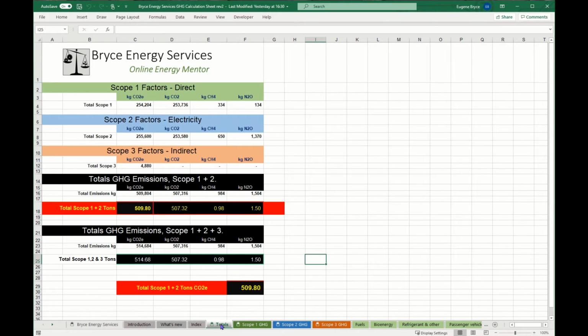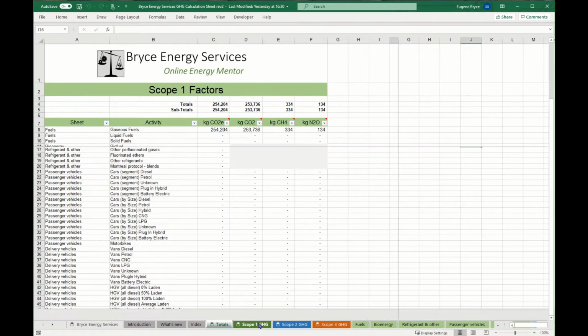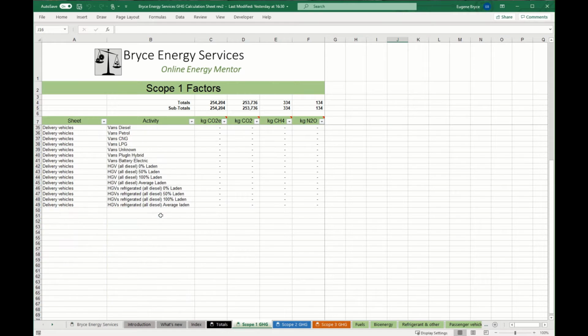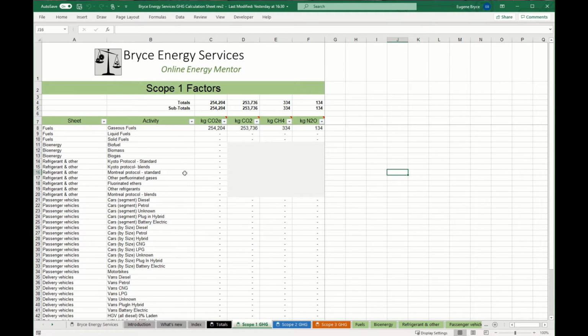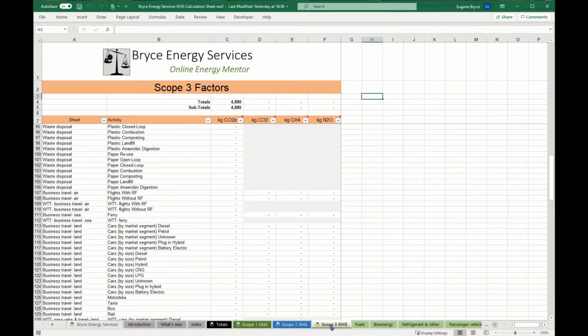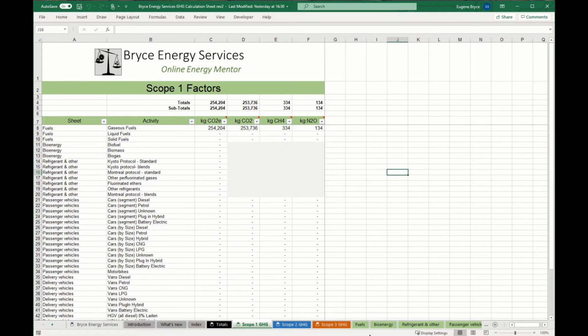So I've added a little total sheet, so as you work through the individual sheets, it just calculates the total for me. I have also subtotaled each of the individual sheets by scope 1, scope 2 and scope 3. I have coloured all of the scope 1 sheets green, all of the scope 2 sheets blue, and finally scope 3, I'll call it brown.